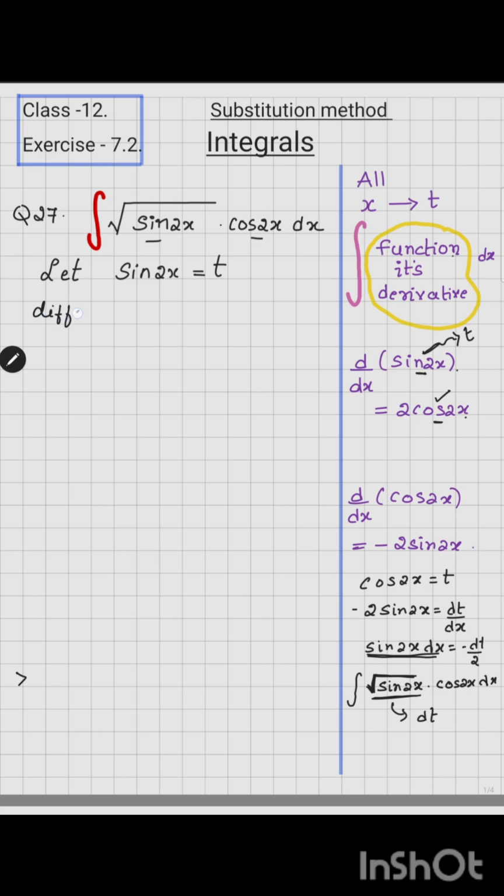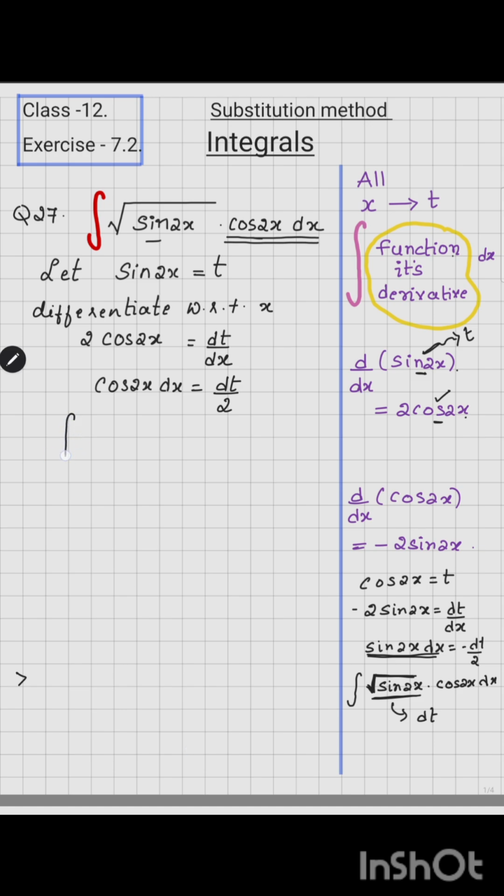Now we will differentiate this with respect to x. So this will be cos 2x and we have to differentiate 2x. So we will get 2, which is equal to dt by dx. So we have to make substitution for cos 2x dx, right? So we will cross multiply. So cos 2x dx is equal to dt by 2.